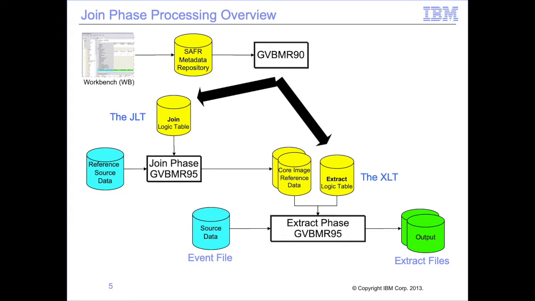In join processing, the extract engine is executed twice, once for the JLT and a second time with the XLT. In the join phase, GenevaERS reads the raw reference data files as its source data. The outputs from the join phase are used as in-memory data sets by the extract phase to perform high-speed joins.